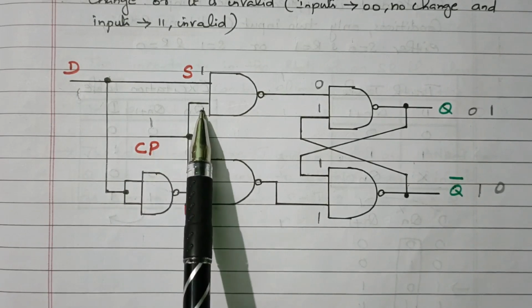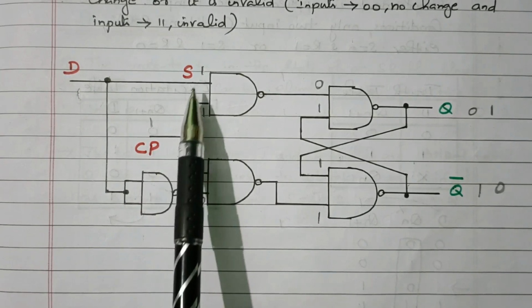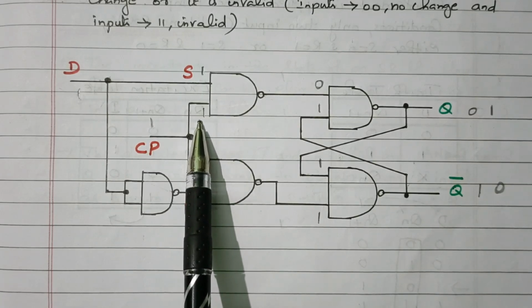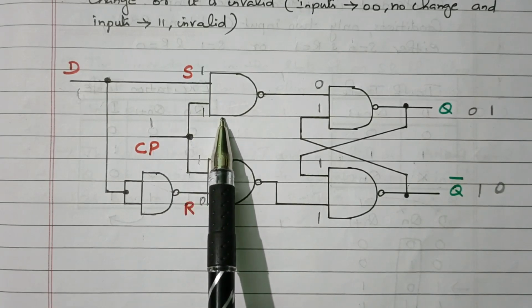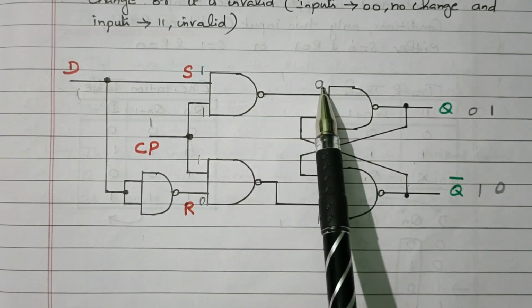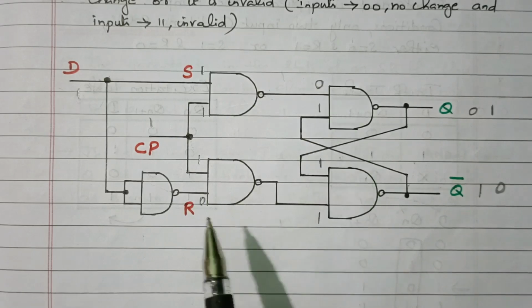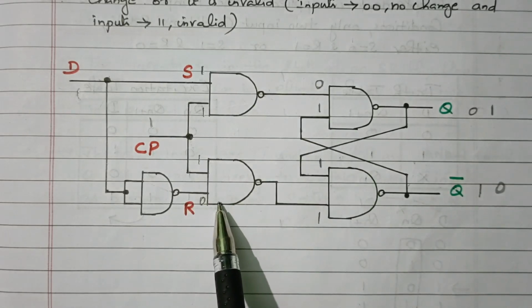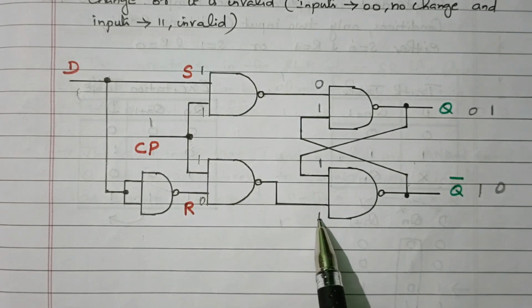And the clock pulse is given, that is 1. So here in this first NAND gate, both inputs are 1. 1 AND 1 means the output will be 1, but due to the NAND gate it is 0. So here we got 0. Here 1, 0. 1, 0 means 0 for AND, so NAND gate means 1. Right. So here we got 1.